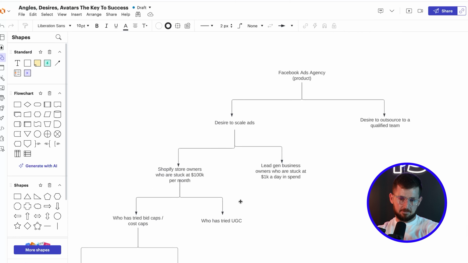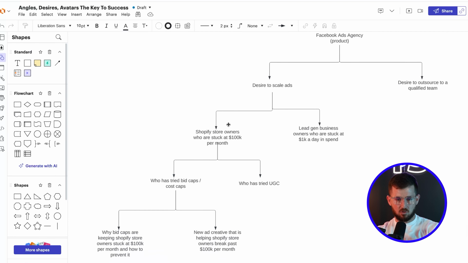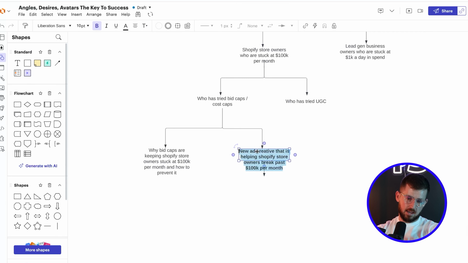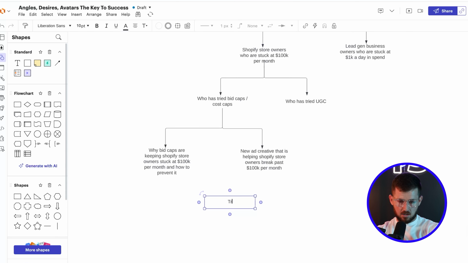So we have our product, we have our desire, we have our customer avatar, we have a hook now. So this is gonna be your hook. Let's just say we want to use this hook. Now we can start looking at angles. An angle is just a different way to say the hook. So here we could do the 3 new ad creatives.